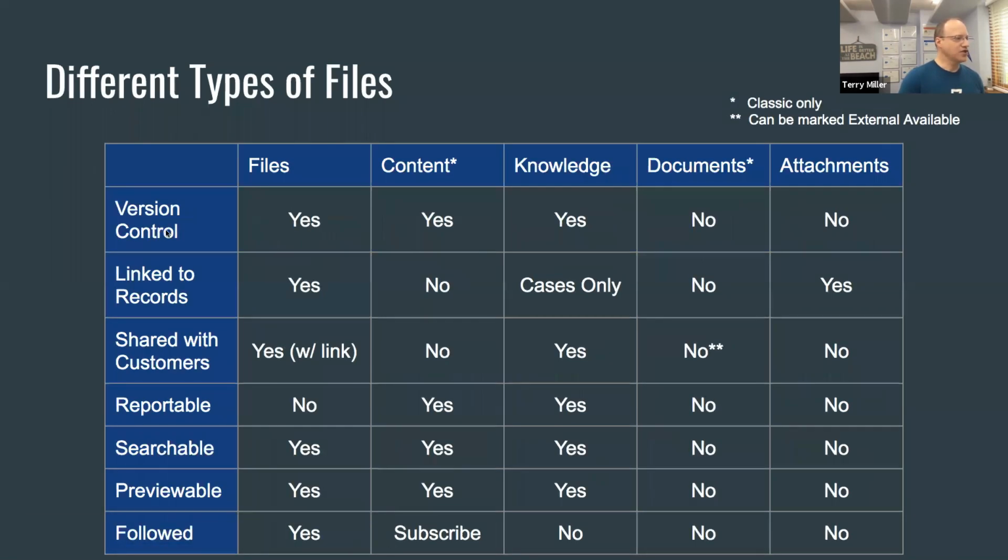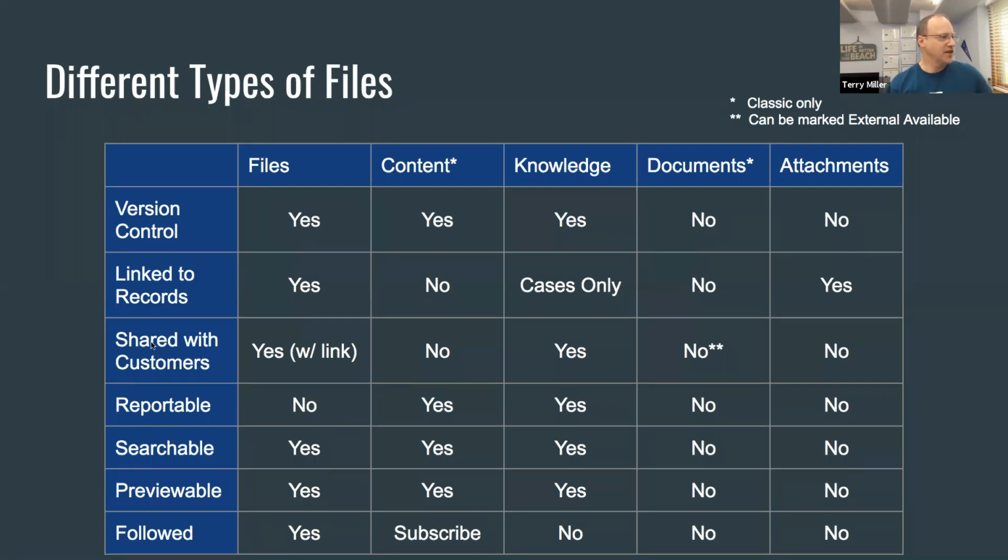Version control is one of the things that you can do with files and content and knowledge. You cannot do that with documents or attachments. Files can be linked to records. This is actually kind of sort of true for content, and I'll show you that in a second. Knowledge can be associated to cases. Documents are not associated to anything else. Attachments can be.